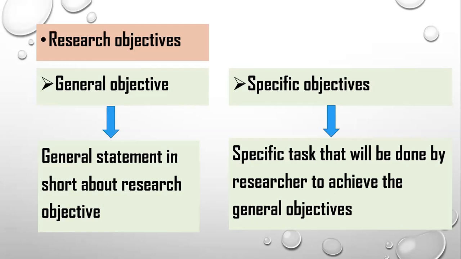Another important point, the similarity, is that objectives are written starting with an action verb, such as identify or determine, and these action verbs are used to write the research objectives. The specific objectives are three or four in number, sometimes five. It depends upon the researcher's choice. The specific objectives include the variables, and based on these variables, the research instrument or the research question is developed.